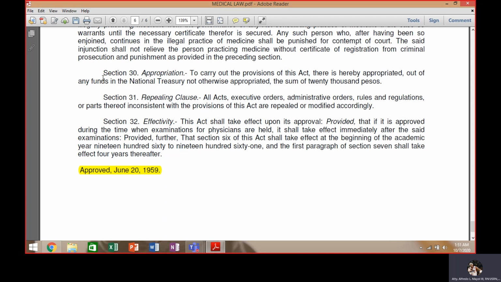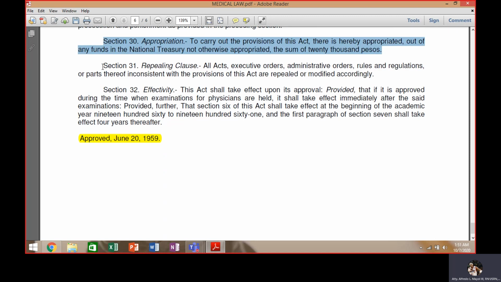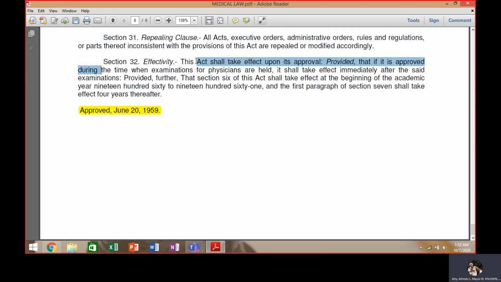Next, section 30, appropriation. To carry out the provisions of this act, there is hereby appropriated out of any funds in the national treasury not otherwise appropriated the sum of 20,000 pesos. So this is an old law, okay? 1950s. So this has been amended. And then section 31, repealing clause. All acts, executive orders, administrative orders, rules and regulations, or parts thereof inconsistent with the provision of this act are repealed or modified accordingly. And then the effectivity clause, section 32.